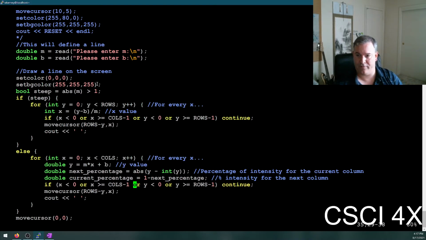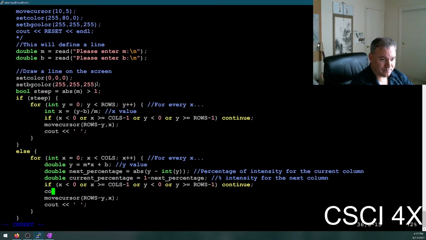So if you should be drawing on column 5.5, then our current column will get half the intensity, and the next column will get half the intensity. And so as it goes up, it's going to go like 10/90, 20/80, 30/70, and it's going to smoothly transition from one to the next. So the next percentage is the percentage the next column gets. This is the percentage the current column gets. Okay. So the color, the current one, okay, right there.